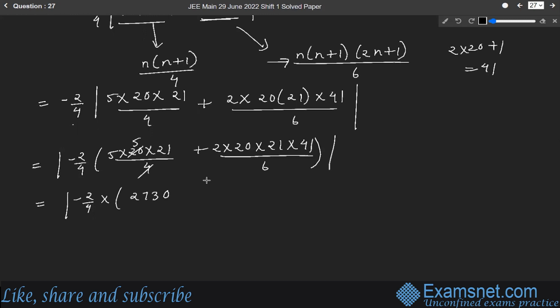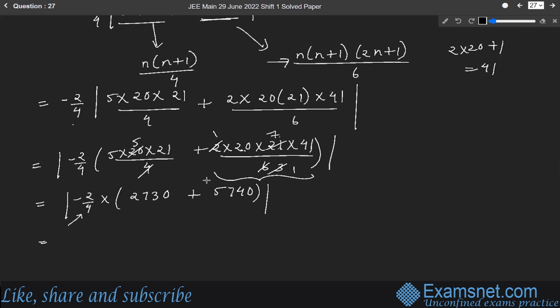All right. Plus again 2 into 20 into 21 into 41 divided by 6. All right. So this will be cancelled. 2 ones are 2, 2 threes are 6, 3 ones are 3, 3 sevens are 21. So 20 into 7 into 41 is 5740. All right. So we can see that the value will be negative.